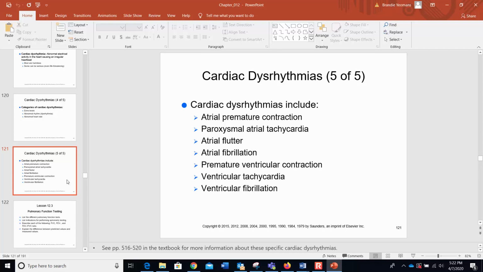So, what is the clinical significance for V-Fib? Well, the most common setting for ventricular fibrillation is that it appears during an acute myocardial infarction. Okay? So I'm going to end that here with all of the dysrhythmias.